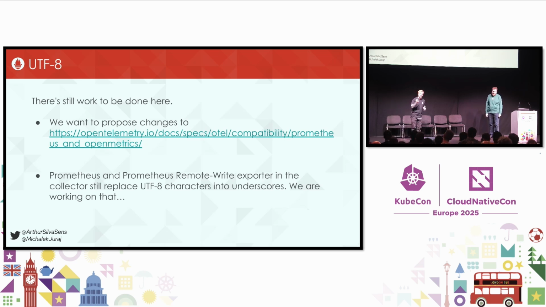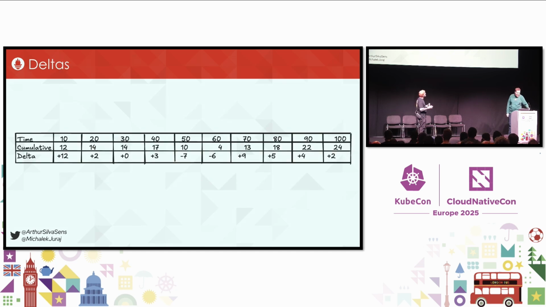The OpenTelemetry collector has two Prometheus exporters, the Prometheus exporter and the Prometheus remote write exporter. They are translating UTF-8 characters to underscores. I don't like that. People don't like that. We are working on it. Oh, sorry. Changing topics. Deltas.